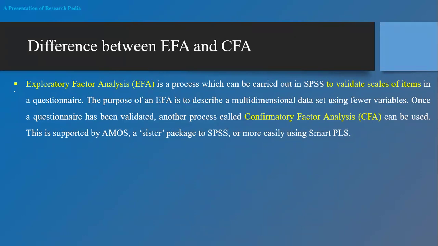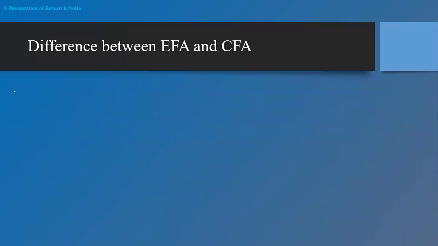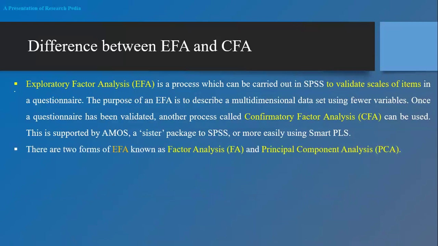Whenever you are going to use scales from another study, it means you are adopting scales from another study, you need to use confirmatory factor analysis because in that case, the EFA was conducted by that researcher. But whenever you are developing a new questionnaire with new items, in that case, you need to consider EFA as a first step and then CFA as a second step. CFA is supported by Amos, a sister package to SPSS, or more easily using Smart PLS. So CFA you can conduct with Amos or Smart PLS. In case of EFA, you can use SPSS simply.